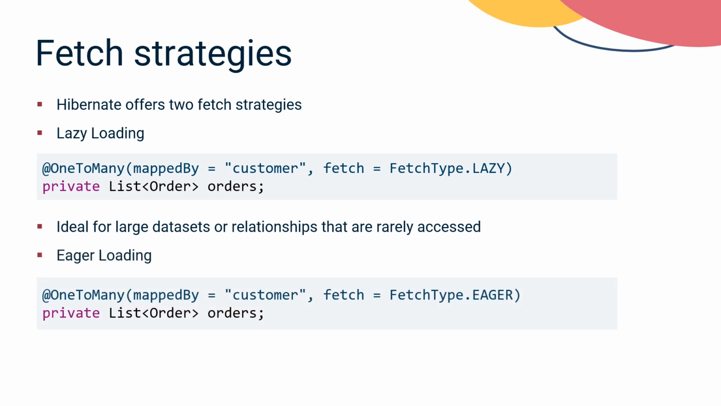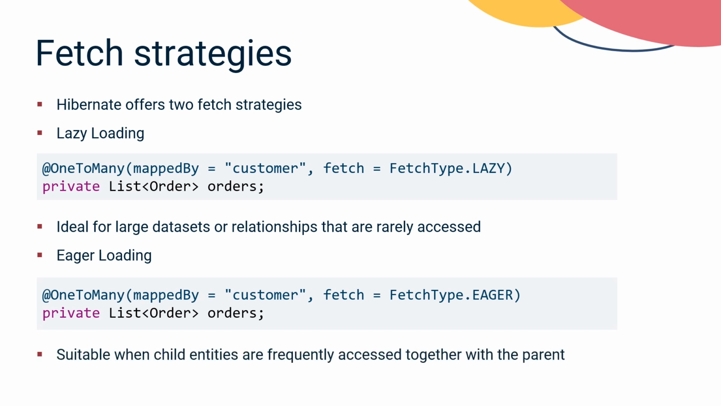However, with eager loading, related child entities are loaded from the database along with a parent entity in a single query. This is suitable when child entities are frequently accessed together with the parent. For example, fetching a product along with its category.